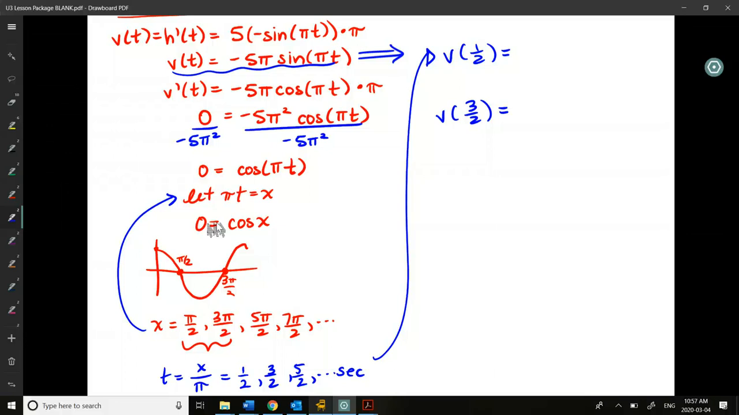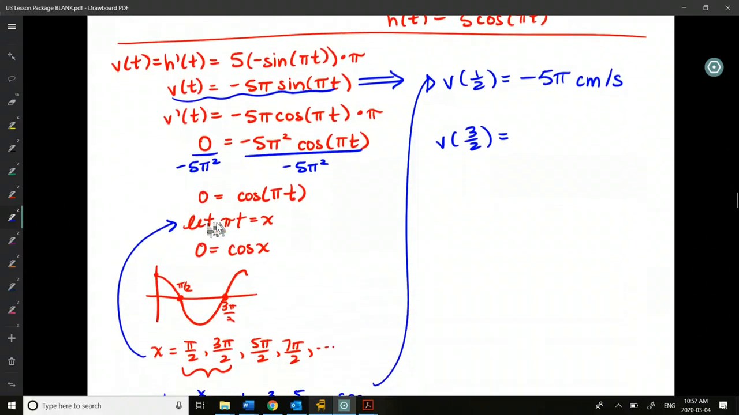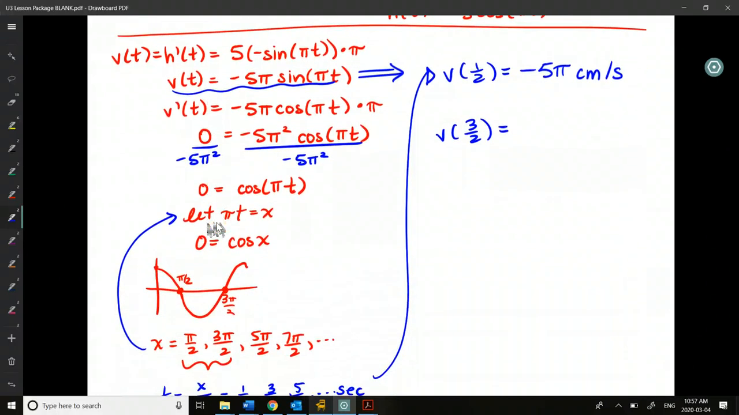For the first one, you're getting negative 5 pi, because the sine of pi times 1/2, the sine of pi over 2 in other words, is 1. Because we had our amplitude in centimeters, this is centimeters per second. This is approximately equal to negative 15.7 centimeters per second.